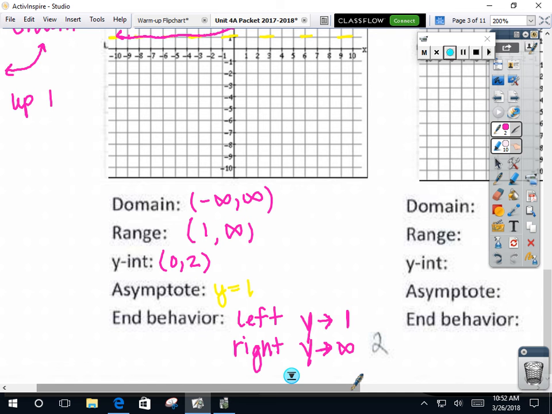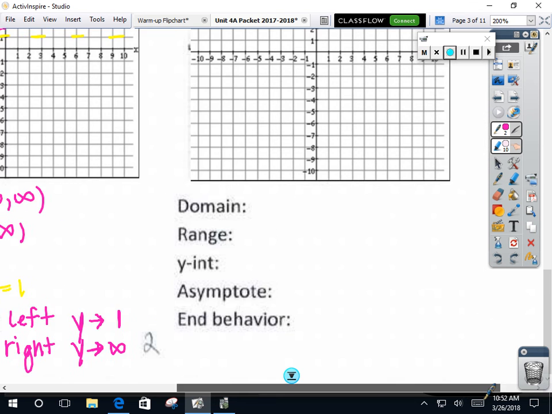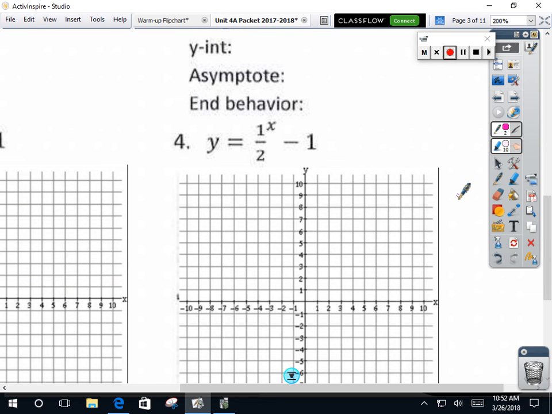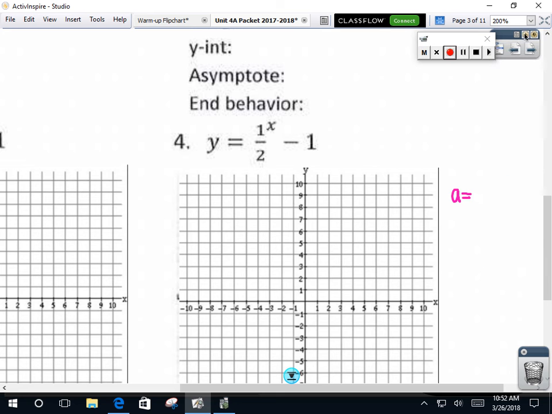Everybody got that copied? All right, now let's look at number 4. Okay, for number 4, what is the A value? Correct. What is the B value? Which means this is a decay. So the graph of it will be going down from left to right.